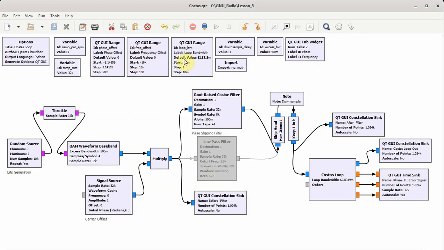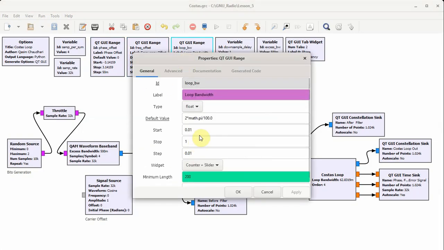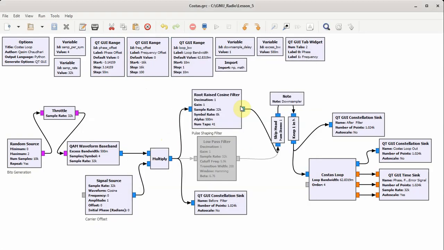And the loop bandwidth is defined as the default value is 2 pi over 100, which is the usual case, and we can take it to 1. Excess bandwidth is 0.5, and we have defined a tab widget which switches between phase and frequency, which we will shortly see. The flow graph starts with bits generation and the throttle block. This is a custom QAM block which is discussed in the previous lecture as well.